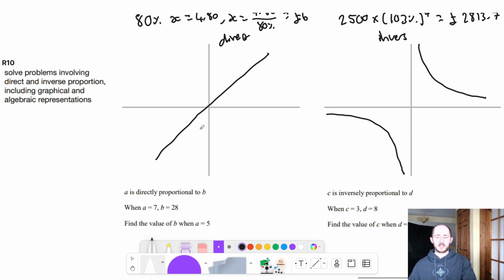So if they ask you to match up which graph is direct and which is inverse, direct has to be a straight line through the origin. They may give you a straight line that goes up here or maybe down here. That's not directly proportional. Directly proportional has to be through the origin. Inverse, it doesn't really matter. It has to just be a reciprocal graph here and here.